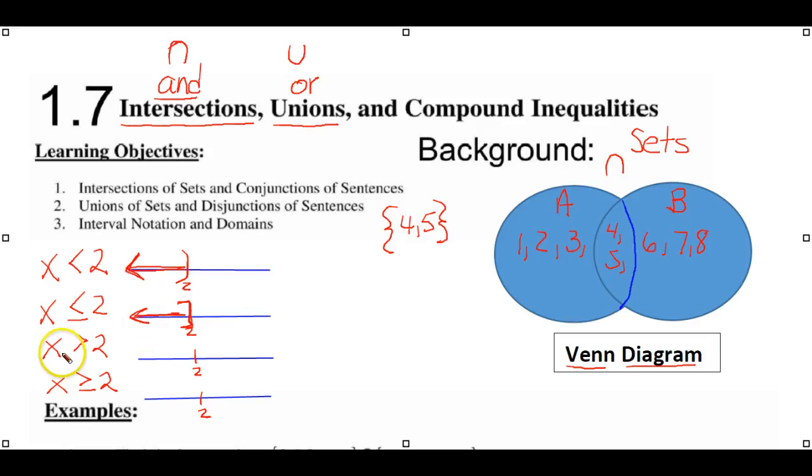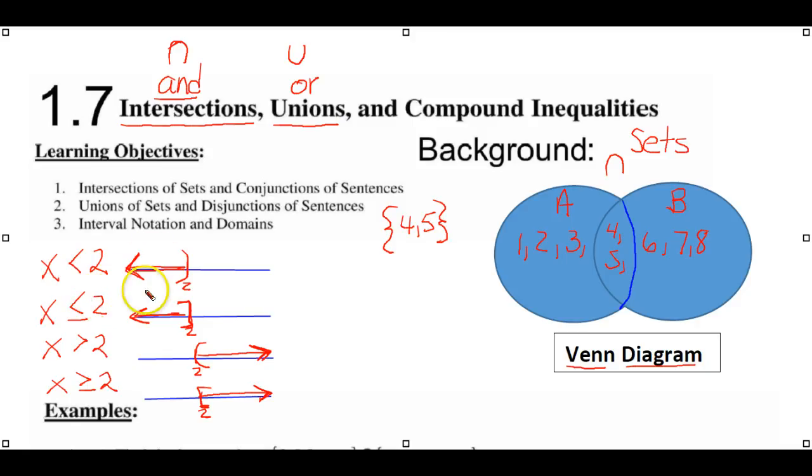Now in this one, x is greater than 2, but 2 is not included. So again, we use a parenthesis facing right and then darkening it. And for this one, x is greater than or equal to 2. We're going to use a bracket. So again, important reference for your notes.